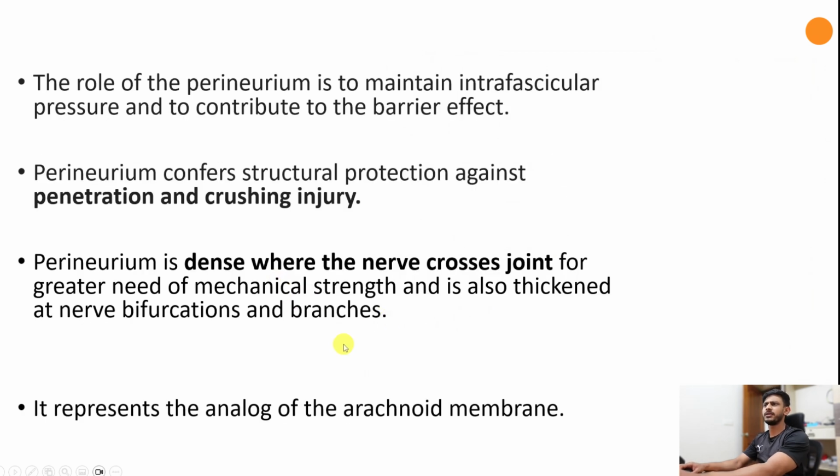The main role of the perineurium is to maintain the intrafascicular pressure. It provides good structural protection against penetration and crushing injuries. It's also very dense around areas where the nerve crosses a joint. Whenever we flex and extend joints, the nerve does not get stretched, and it's thickened in these areas. It is an analog to the arachnoid membrane. Epineurium is analog to the dura mater, perineurium is analog to the arachnoid membrane, and of course, endoneurium will be an analog to the pia mater.